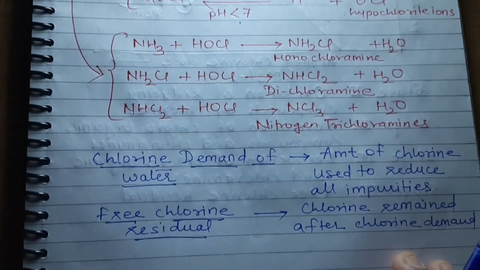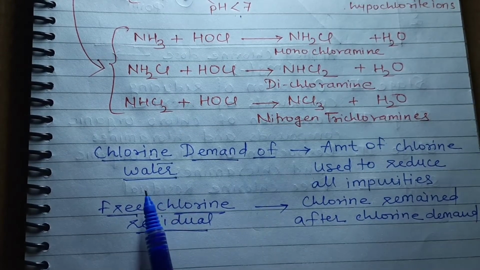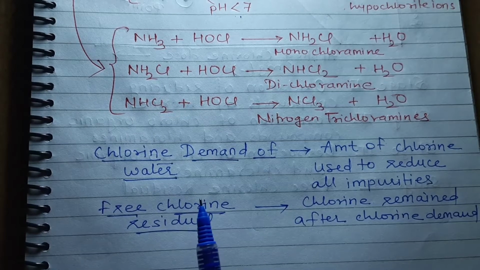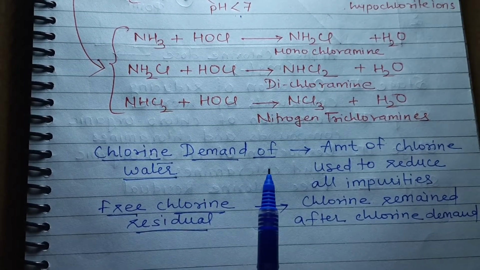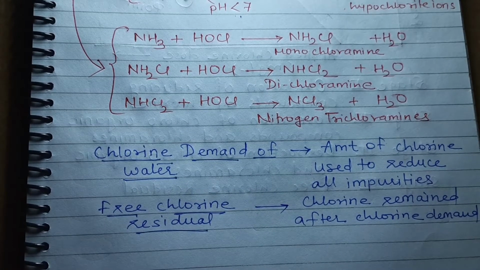Now here is a term, chlorine demand. What is the chlorine demand of water? So the chlorine demand of water is the amount of chlorine required to react with all possible impurities present in water. So that will be the chlorine demand of water.